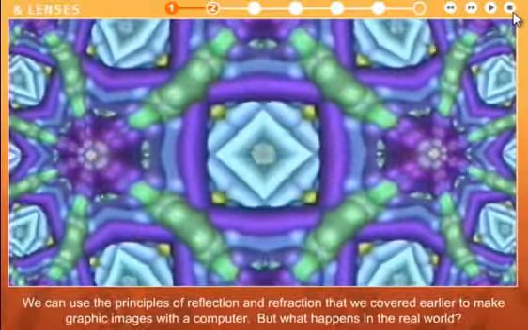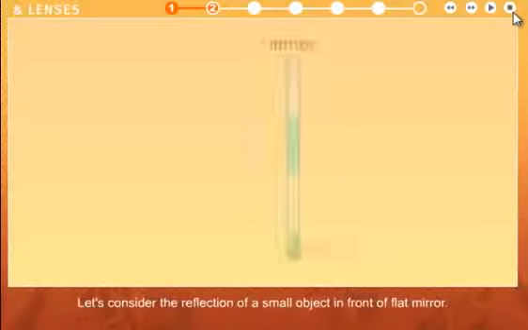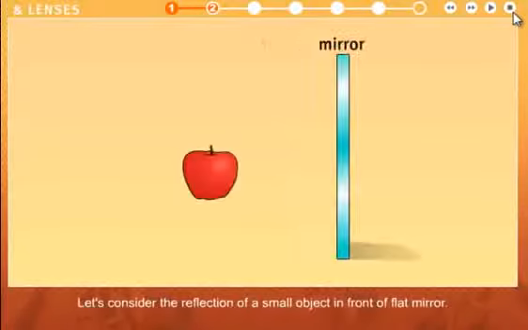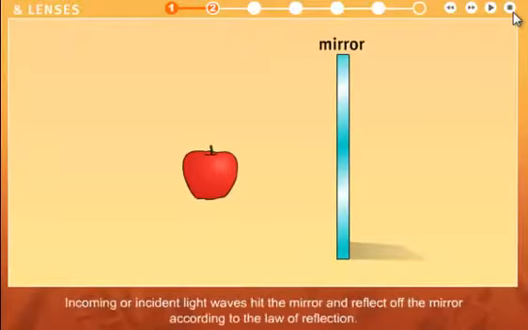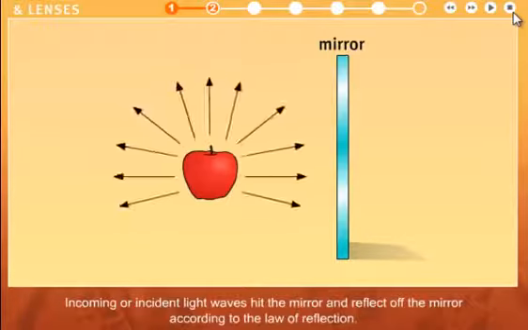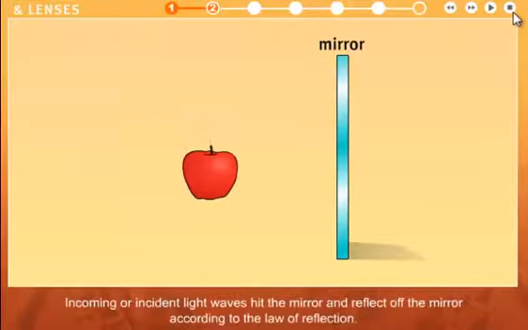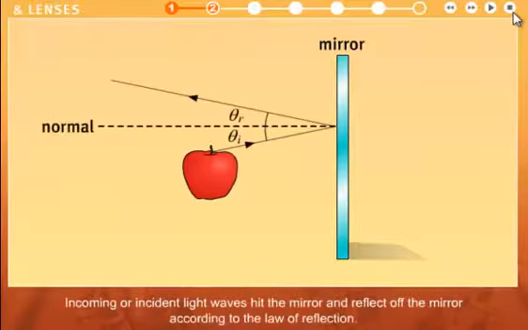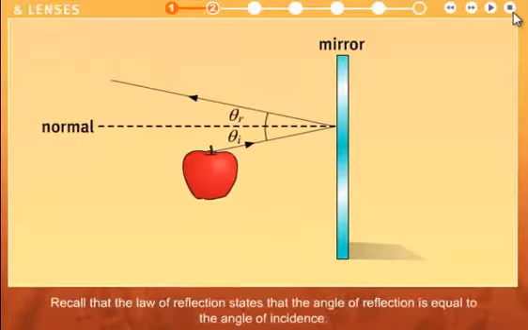But what happens in the real world? Let's consider the reflection of a small object in front of a flat mirror. Incoming or incident light waves hit the mirror and reflect off the mirror according to the law of reflection. Recall that the law of reflection states that the angle of reflection is equal to the angle of incidence.